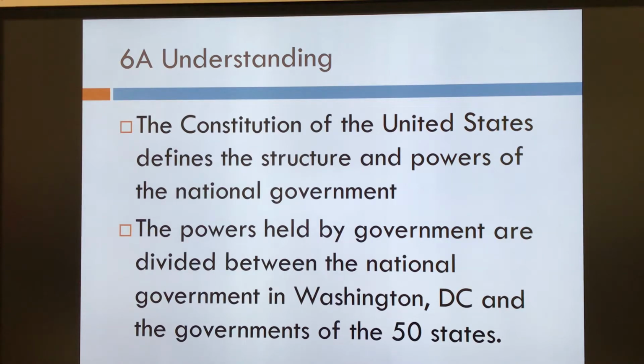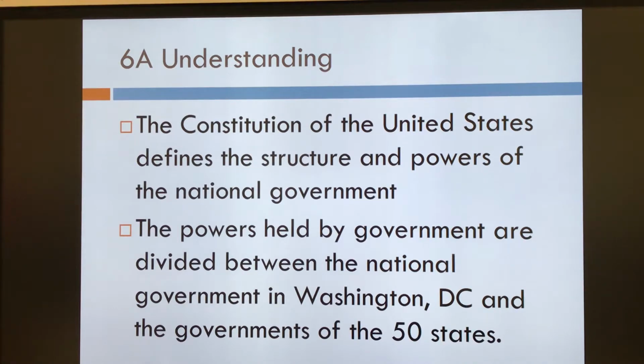So everything about the national government is outlined in the Constitution of the United States. It tells us the structure of the government, and it will tell us the powers, and that's what we're going to be looking at here in SOL 6A: what the powers are and what the structure is. The second bullet says the powers held by the government are divided between the national government in Washington, D.C., and the governments of the 50 states.